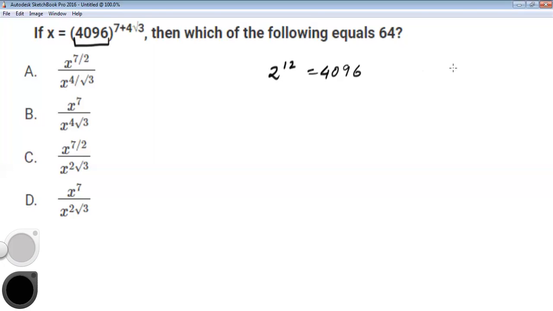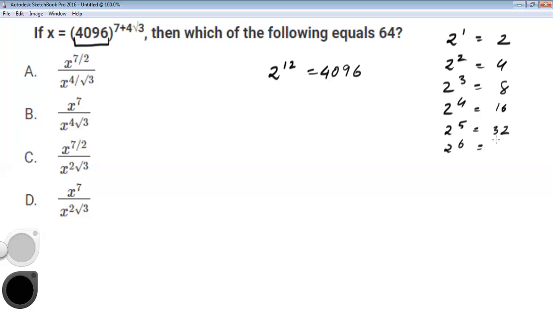Okay. So it's very handy to remember what the powers of 2 are. So I'm quickly writing it on the side. So 2 power 1 is 2. That's no brainer. 2 power 2 is 4. 2 power 3 is 8. 2 power 4 is 16. 2 power 5 is 32. 2 power 6 is 64. So this one will be required in this question. And the rest of it is also very easy to find out.